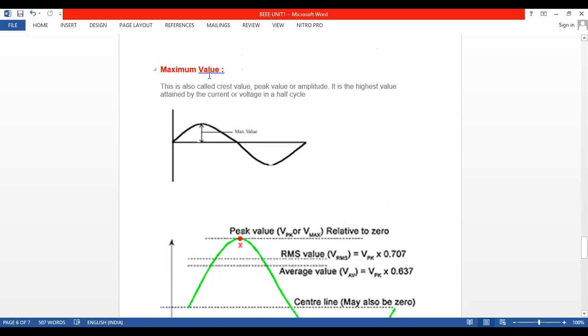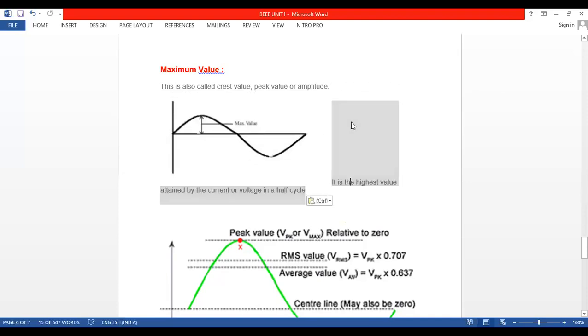See, value means current. It can be current here. So it is also called crest value, peak value, or amplitude. Amplitude means the strength. Magnitude or amplitude, they are nothing but the strength, intensity. So what is the definition? Highest value attained by the current or voltage in a half cycle.